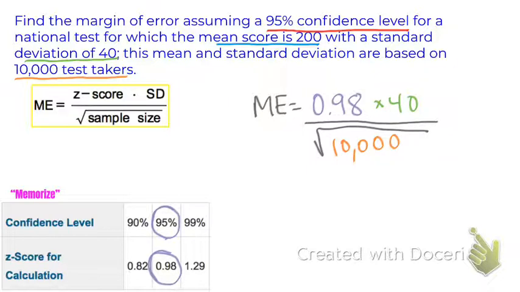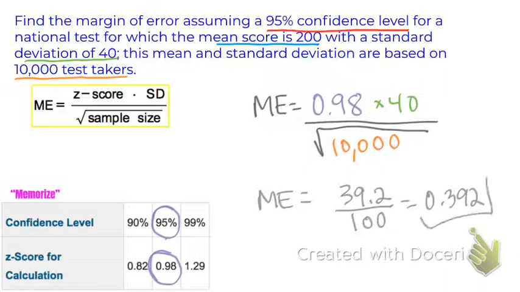If you were to multiply the numerator, you would get 39.2. The square root of 10,000 is 100. So 39.2 divided by 100 is 0.392. So that is our margin of error.